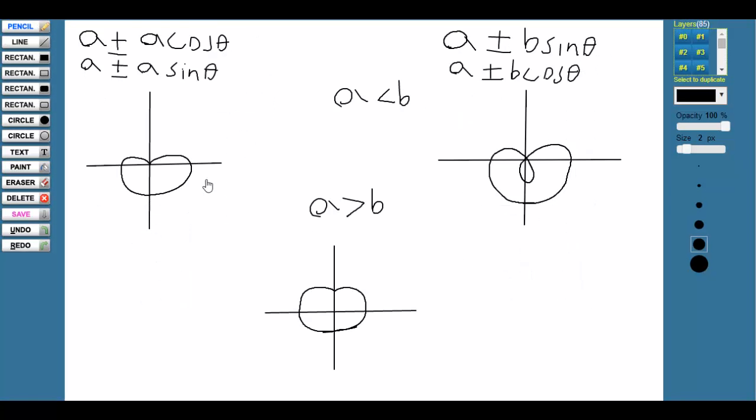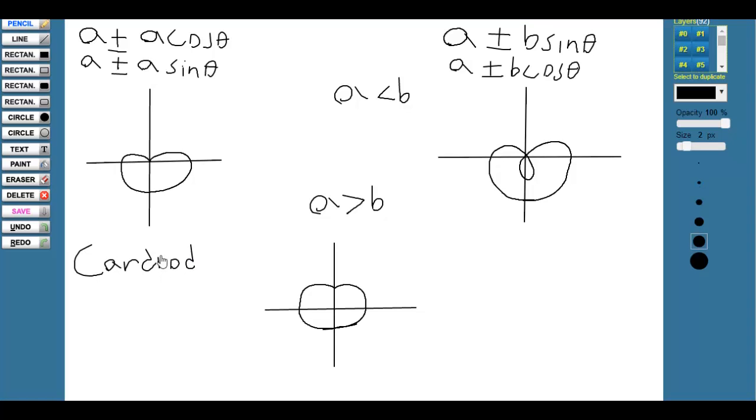So to finish off the lesson, I'll show you some graphs that you should get yourselves familiarized with. a plus or minus a cos θ or a plus or minus a sin θ, these are called cardioids. Kind of shaped like a heart, as you can see. a plus or minus b sin θ or a plus or minus b cos θ, these are called limaçons. If a is less than b, then it will have an inner loop and the graph will contain the origin, like this one here. But if a is greater than b, it will not have an inner loop and it will not contain the origin.